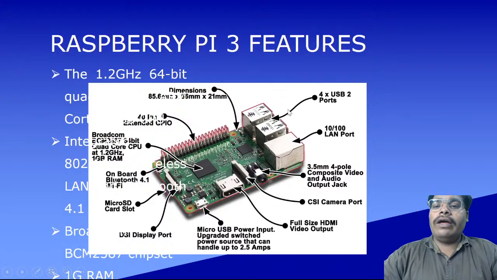This is the 4 USB ports. In Raspberry Pi 4 it has 2 USB 3.0 ports and 1 LAN port, and a 3.5 mm audio jack is also available. A CSI camera port is available, and an HDMI port where we connect our HDMI is also available, and this is the power input port and SD card slot. In the SD card slot we dump our OS into the SD card, and we insert the SD card into our Raspberry Pi. It has an onboard Bluetooth and Wi-Fi module.